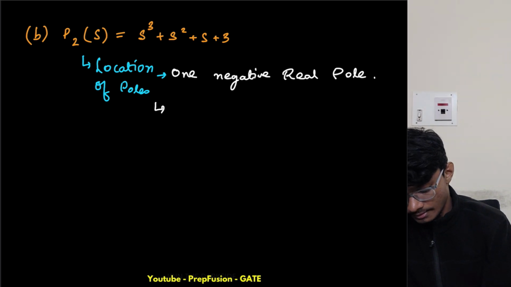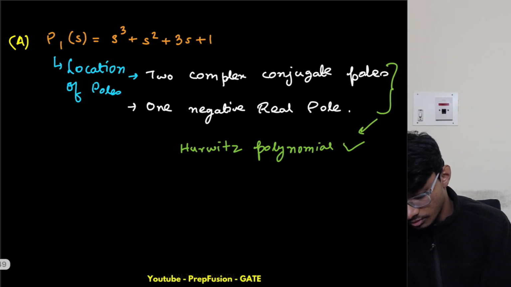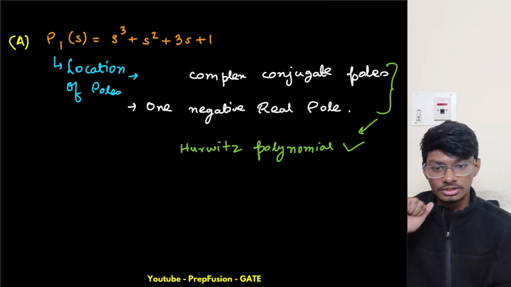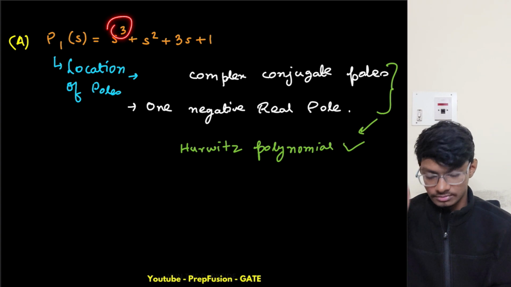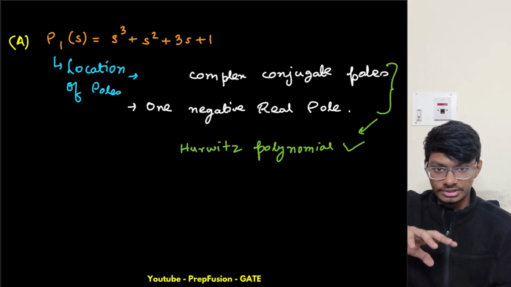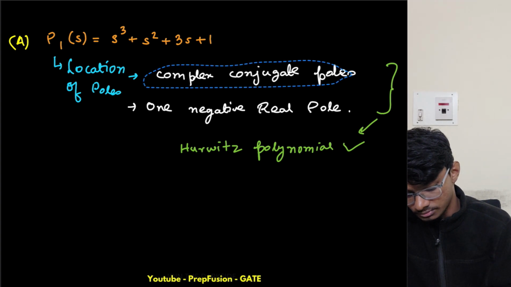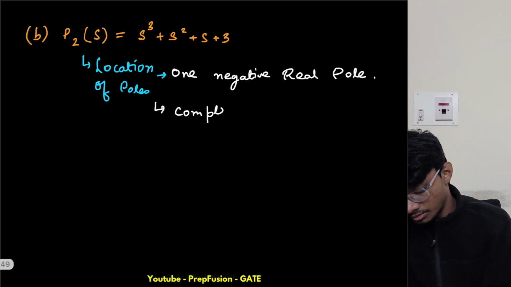So I shouldn't write 2 here because this is already complex conjugate; these are already 2 poles. Otherwise you get confused. Whatever the maximum order of my equation is, that is the number of roots. Sorry for writing 2 here, just a silly mistake. So I will still have complex conjugate poles.